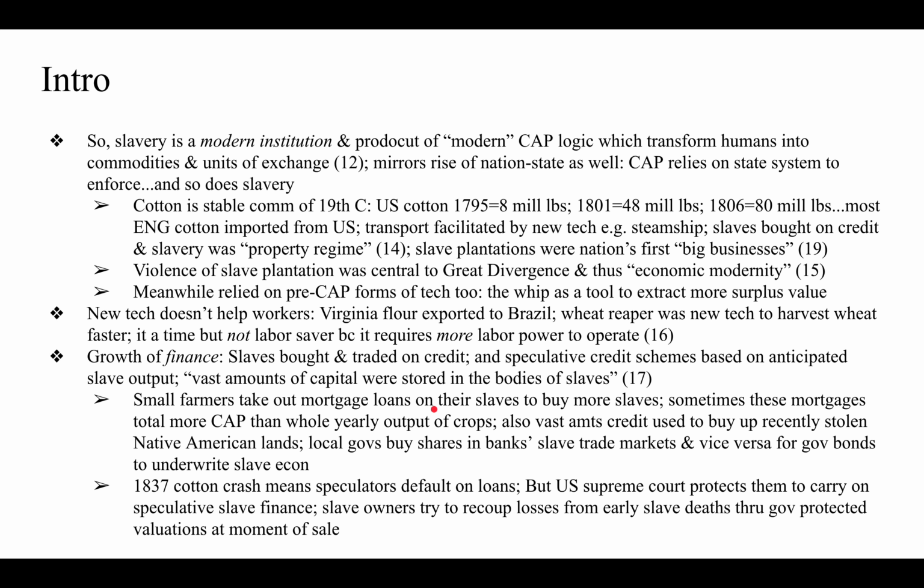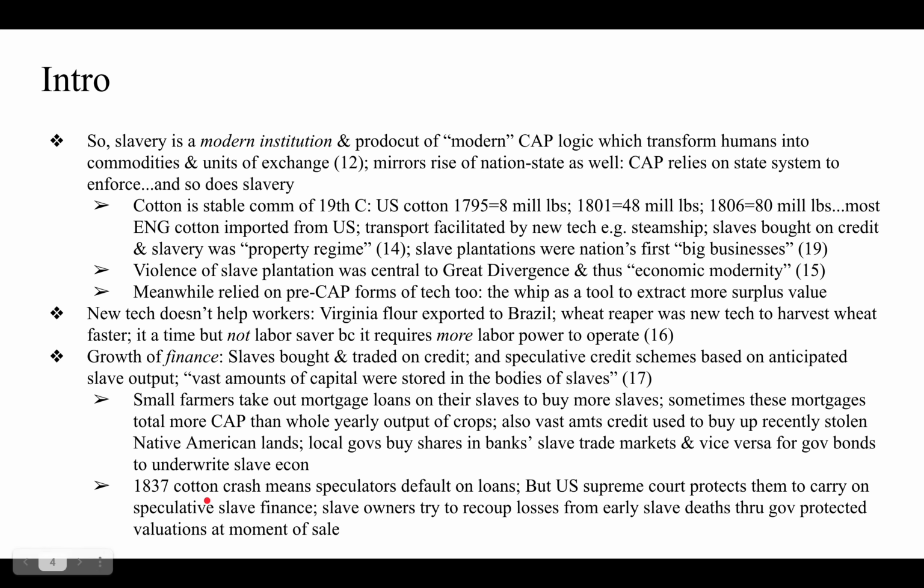Also, small farmers would take out mortgage loans on their slaves to buy more slaves. And sometimes these mortgages totaled more capital than their whole yearly output of crops. So there were vast amounts of credit involved in this. Vast amounts of credit were taken out to buy land. And I should mention, recently stolen from Native Americans. Local governments buy shares in banks' slave trade markets and vice versa, for government bonds to underwrite the slave economy. So this is this web of credit and finance.